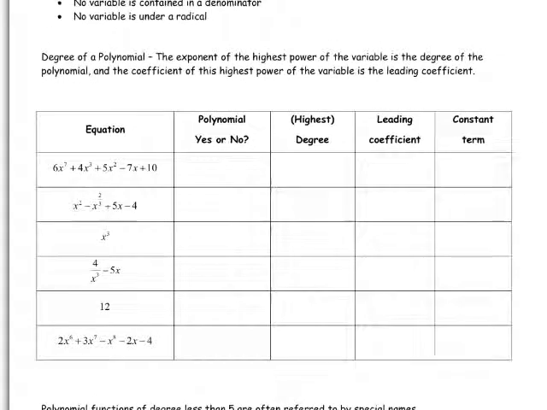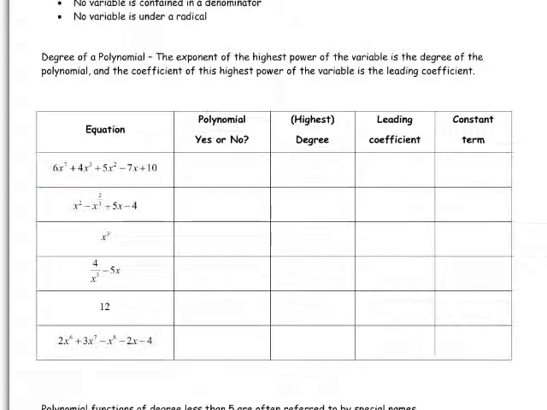All right. The degree of a polynomial is the exponent of the highest power of the variable. That's the degree of the polynomial. And the coefficient of this highest power of the variable is called the leading coefficient. Okay, so let's do some examples. Here's an equation. Tell me if it's a polynomial. If so, what's the highest degree, the leading coefficient, and the constant term.